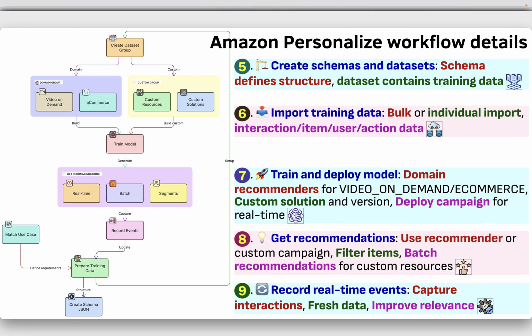And step number 9 is to record real-time events. Here you record real-time events as your customers interact with the recommendations. This builds out your interaction data and keeps your data fresh. And it tells Amazon Personalize about the current interest of your user, which can improve recommendation relevance.